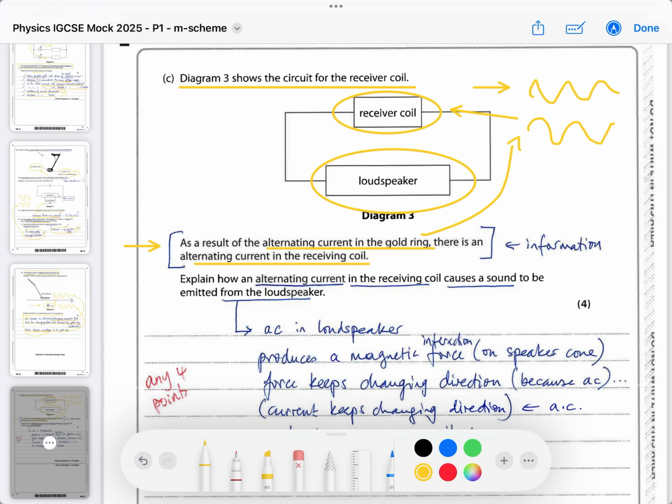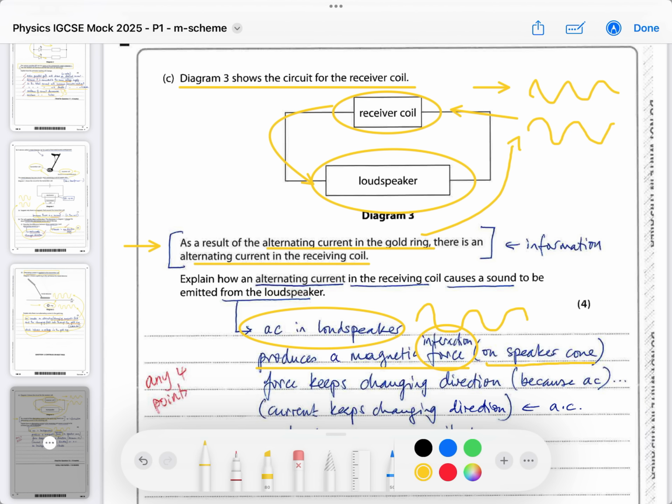So explain how an alternating current causes a sound to be emitted from a loudspeaker. We now know that because the receiver coil also picks up the alternating magnetic field, it will then produce its own alternating current, and that's feeding into the loudspeaker. The loudspeaker has a coil in it. It produces a magnetic force or a magnetic interaction on the speaker cone.